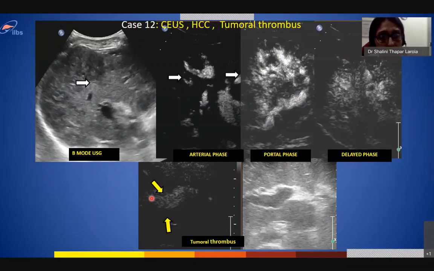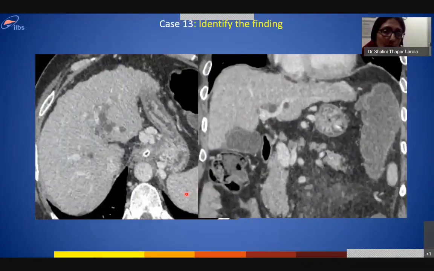What is this? Like I said, you have to see the structure. This is the portal vein. This is the B mode image, which shows some heterogeneous contents within the portal vein. And this is nothing but a tumoral thrombus, which is enhancing during the arterial phase of the administration of contrast. So this is an HCC on a contrast enhanced ultrasound along with a tumor thrombus.